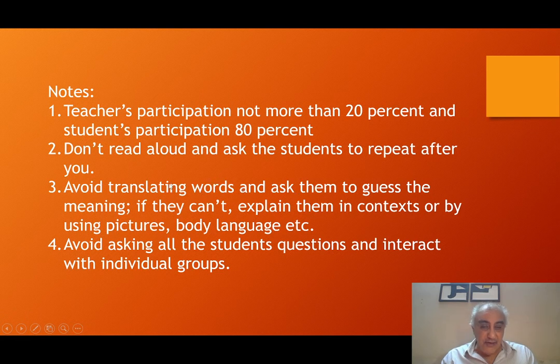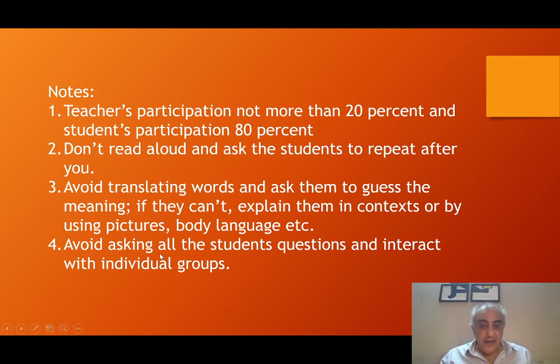Again, I'm going to talk about this in detail, but these are just general notes. Please don't translate words. Try to ask them to guess the meaning of the word from the context, if they can't explain them in context or by using pictures, body language, etc. The most important thing here is that the students are supposed to guess the meaning of words, because this would be more useful for them to remember the words in the long term.